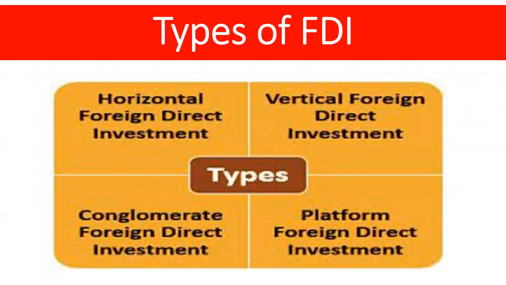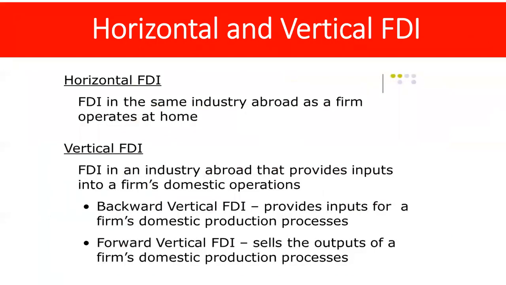Then we have types of FDI. There are different types of FDI, like horizontal FDI, vertical FDI, conglomerate FDI, and platform foreign direct investment. Let's see one by one. First is horizontal FDI. Horizontal and vertical FDI we are discussing here. FDI in the same industries abroad as a firm operates at home. When a firm operating in its home country in a certain industry invests in the same industry in the host country, that will be termed as horizontal FDI.